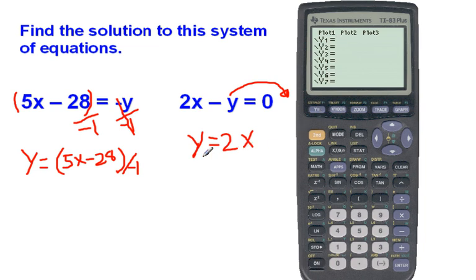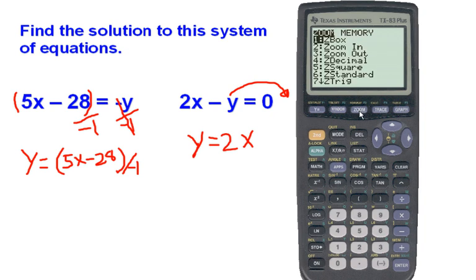So we have this equation here, y equals 2x. And on the other equation, we're going to put parentheses 5x minus 28, and we divide all that by negative 1. Now we could have just switched the signs. We could have made it negative 5x plus 28 instead of divided by negative 1. But I like to keep it simple.